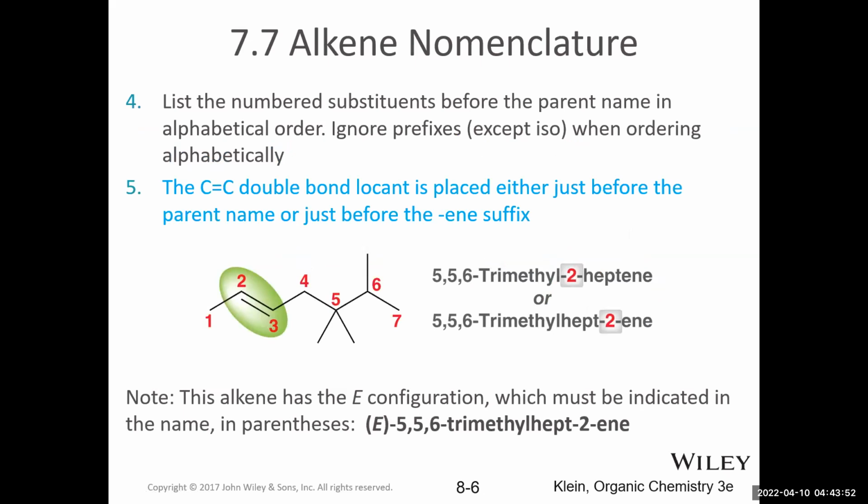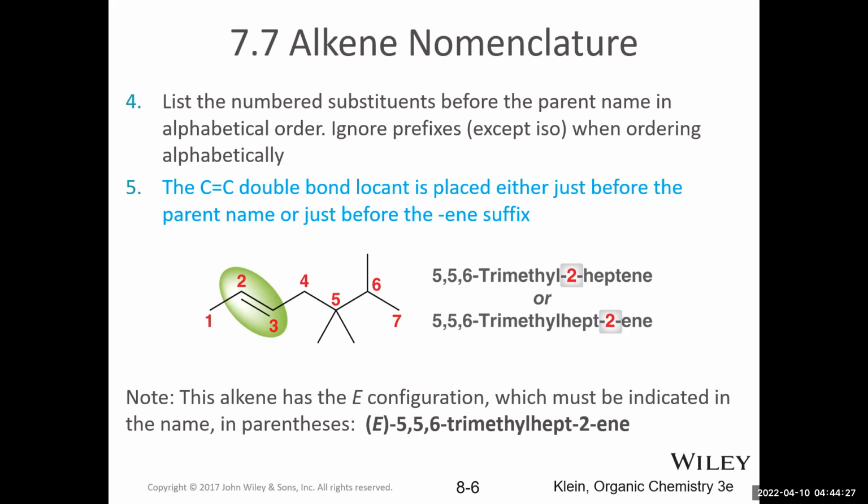And then we need to assemble the entire name. Recall that substituents go first alphabetically, and then we need to list the parent next. We do need to include the locant for the alkene. We only need the first number, because by definition, if the double bond is starting at carbon number 2, it must also be completing at carbon number 3. So we don't need to include the 3. And that 2 can either go before the hept or after the hept, but before the suffix -ene.